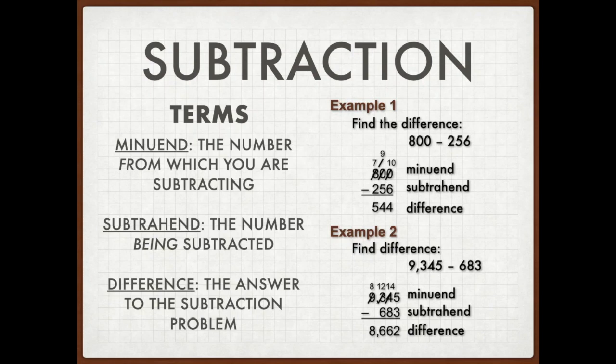14 minus 8 is 6. Now the 3 is too small, so we should turn that into a 13, but we stole from it to help the 4 out, so that drops to a 12. 12 minus 6 is 6. And then the 9 does not stay the same, even though it's bigger. We had to steal from it to help the 12 out, so that becomes an 8.